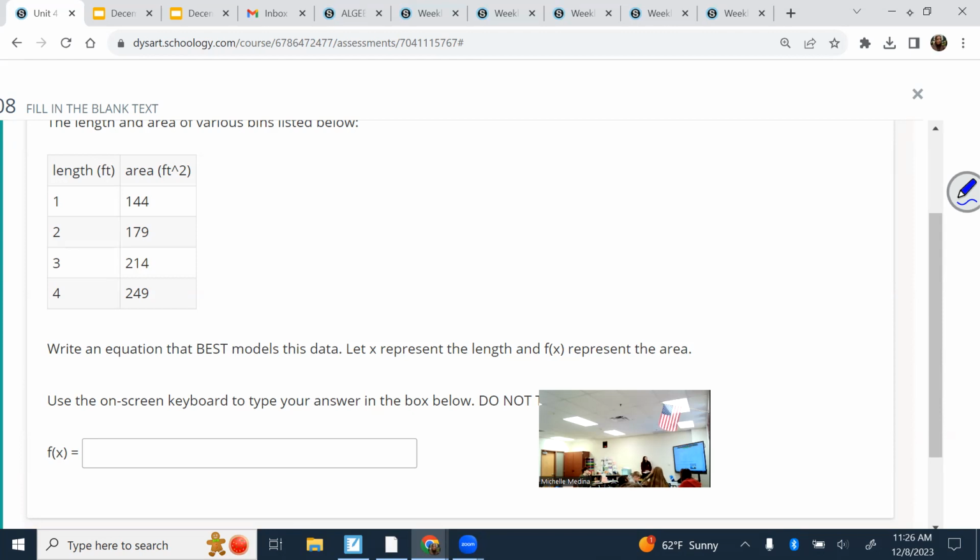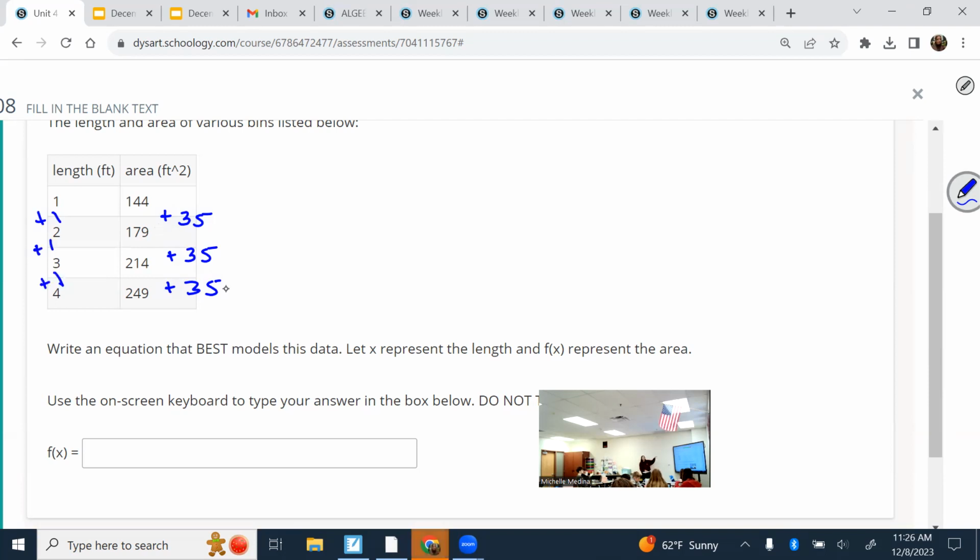I add 35. And then is that consistent throughout? If I add 35, do I get 214? Okay, good. And then if I add 35 again, do I get 249? Yeah. So if you see that, as the x is going up, it's just going up by 1 each time. This is called a linear function.